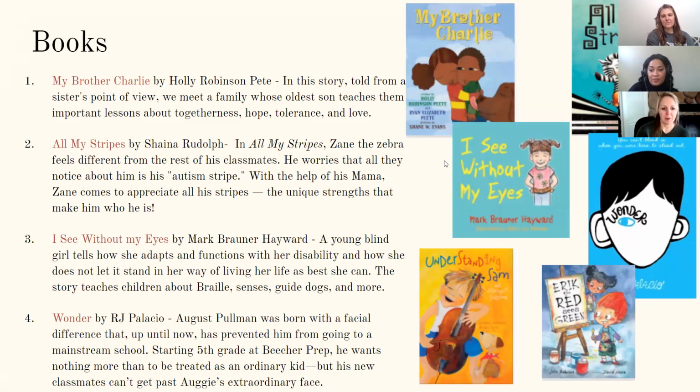Another book is I See Without My Eyes. This is about a young blind girl who tells how she adapts and functions with her disability and how she does not let it stand in the way of living her life. It teaches children about Braille, senses, guide dogs, and other things. Then there's a book called Wonder. The boy in this book was born with a facial difference that has prevented him from going to a mainstream school. He wants nothing more than to be treated as an ordinary kid, but his new classmates can't get past his extraordinary face.